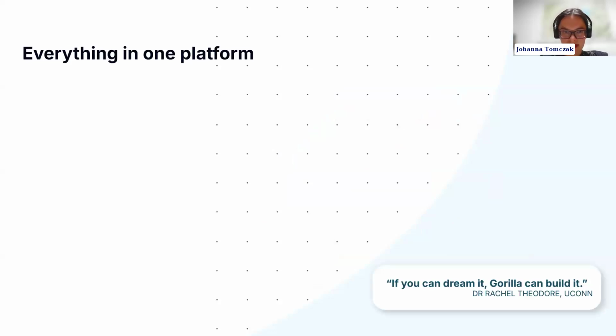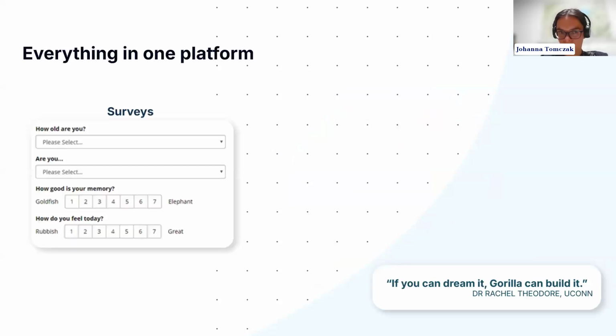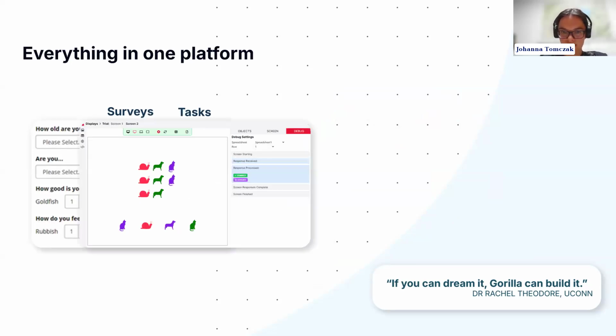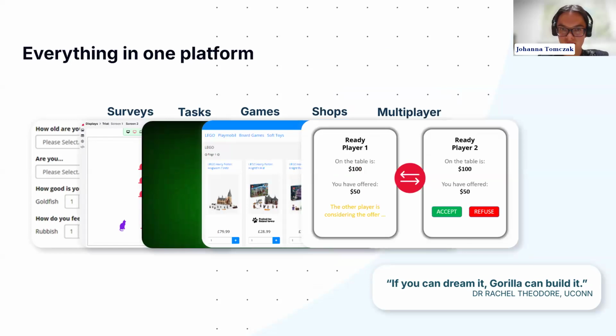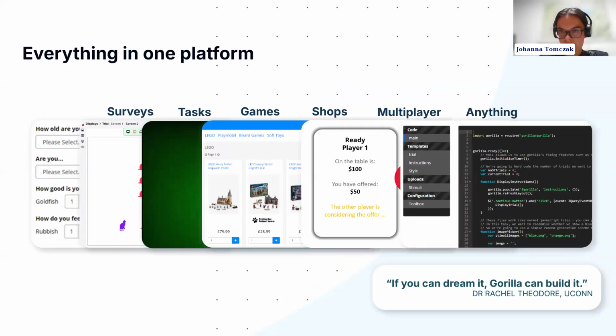In terms of everything in one platform, we offer, as I've mentioned before, the surveys, and we offer the tasks. This is the task builder I've told you about. And then, as we've had a look at today, we've got the games, we've got the shops, and we've got the multiplayer function. And then I've also said that you don't need to know how to code anything, but if you're very familiar with coding, if you've done that before, and if you're a big fan of programming, you also have the option to add a script to your tasks to create any customized functionality. So if that's what you're after, we can also cater for that.